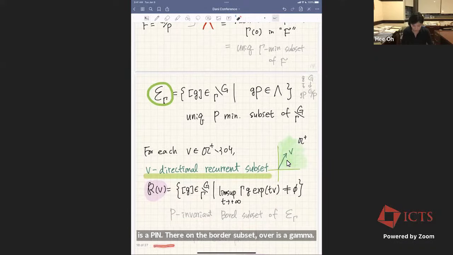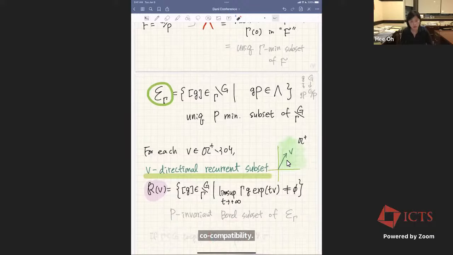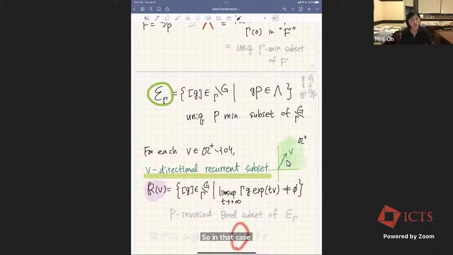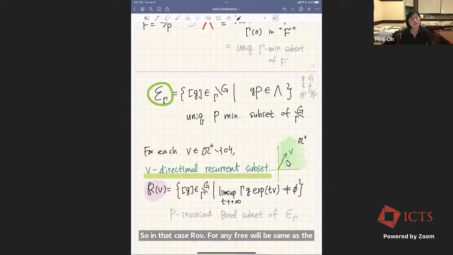But note that, for instance, if gamma is a co-compact lattice of G, then of course G mod gamma is compact, which means that every point is recurrent under any directional flow. So in that case, R_v for any v will be the same as G mod gamma. All the recurrent sets will be simply G mod gamma if gamma is co-compact. But in general, this can be quite mysterious. How do you know when a point comes back under some direction, and maybe it doesn't come back in the other direction? It's not obvious at all what this set looks like.